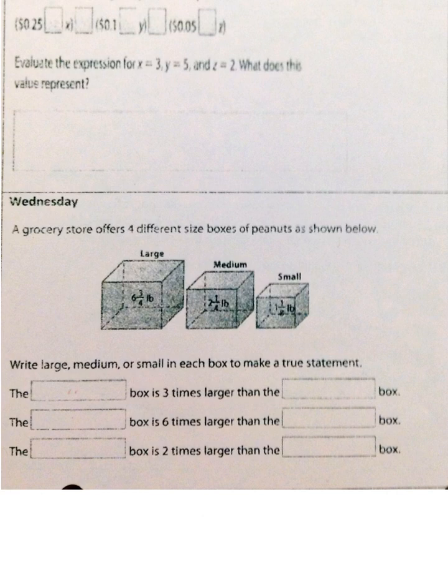Wednesday, a grocery store offers 4 different size boxes. Actually, that's not 4. That should actually be 3 because there's 3 boxes of peanuts as shown below. So what you're going to do is write the words large, medium, or small in each box to make a true statement. I'm going to give you a hint. This is division of mixed numbers. So you're going to be dividing mixed numbers. It will pause so you can enter your answers for each of the 3 rows, and then it will show you the corrections for everything.